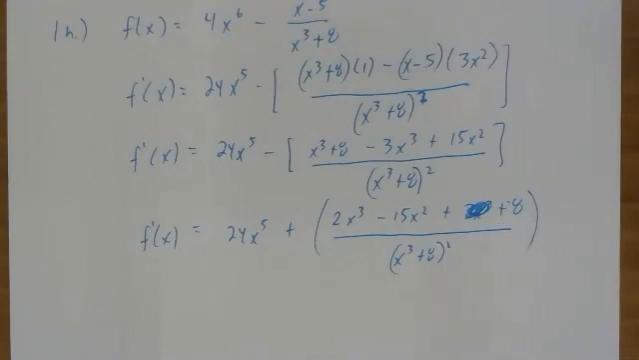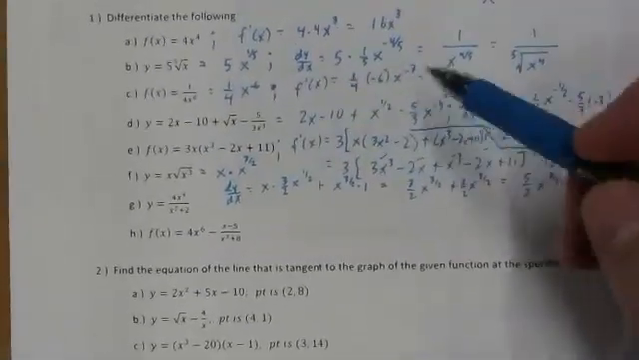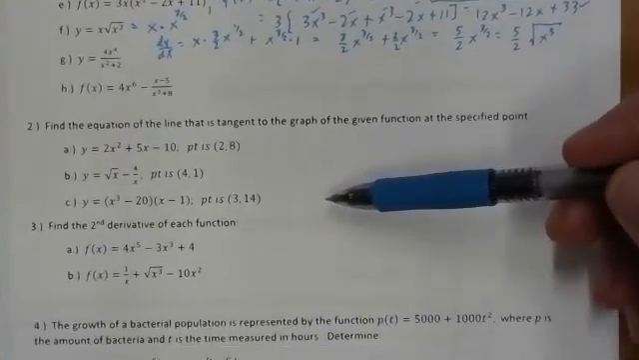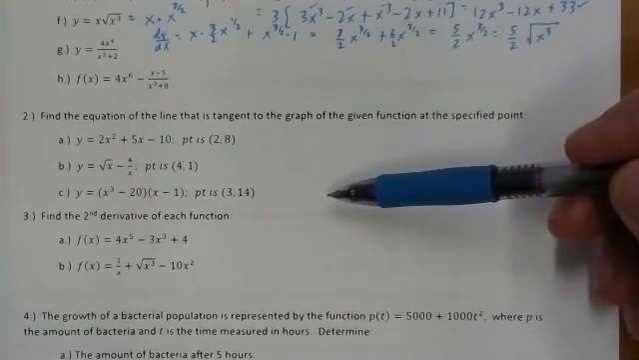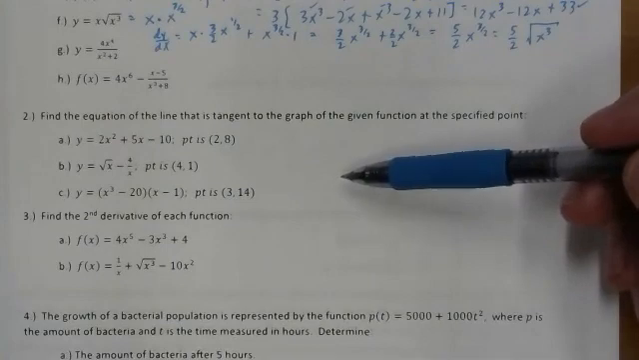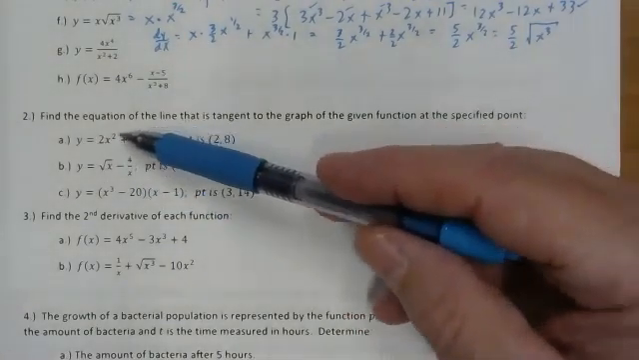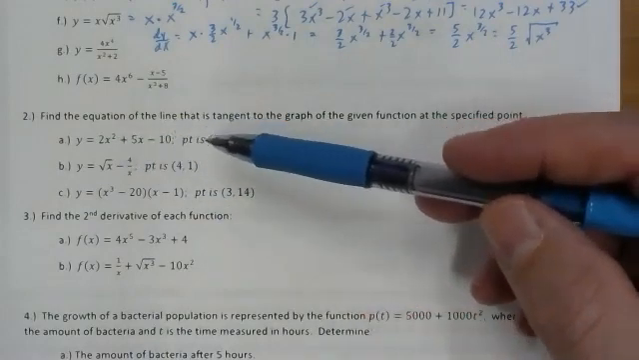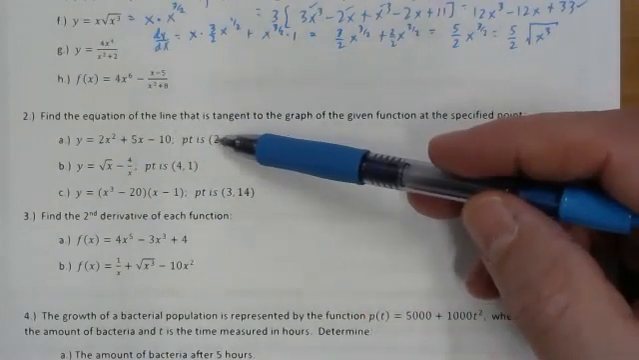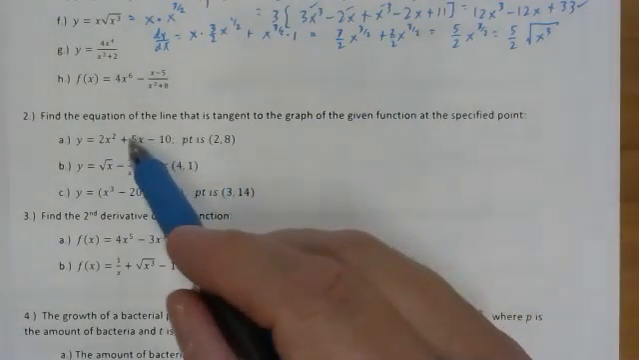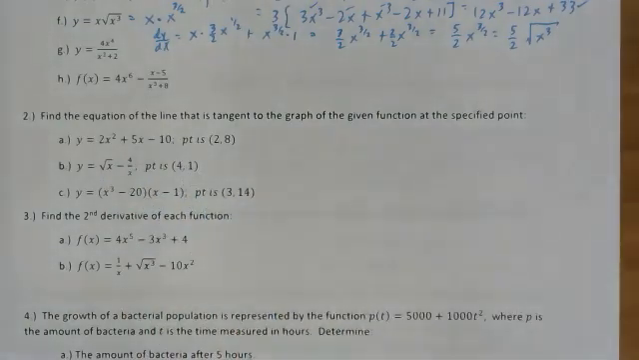All right, so that's all number one, a bunch of derivatives. Now you go to number two, look at the instructions. Find the equation of the line that is tangent to the graph of the given function at the specified point. So we have an equation or a function. We're going to look at this point, x is 2, y is 8. This point is on this line, and we want to get the equation of the tangent line at that point.